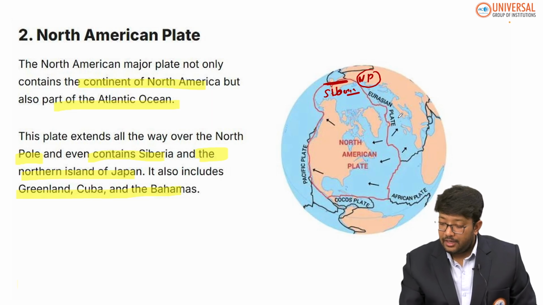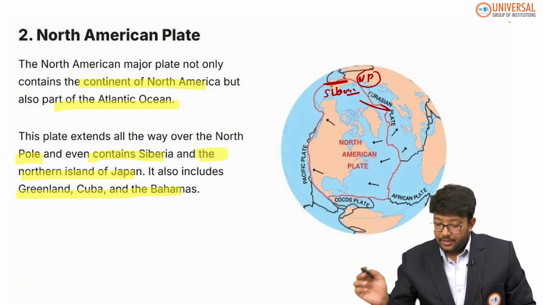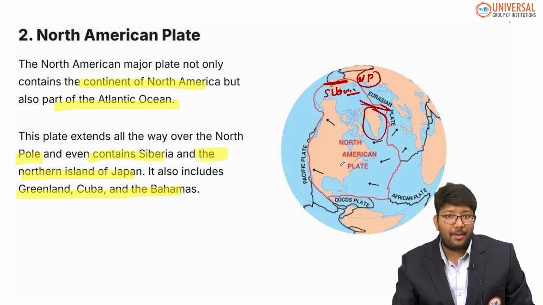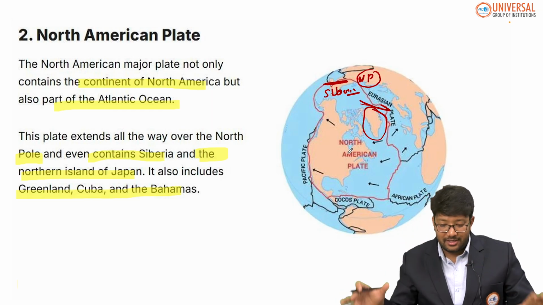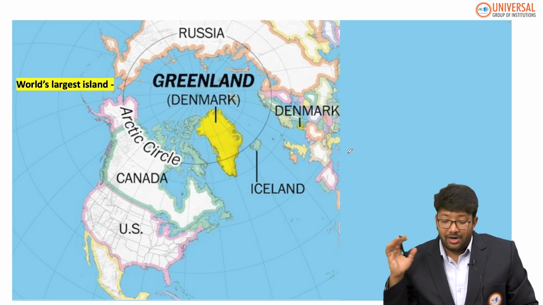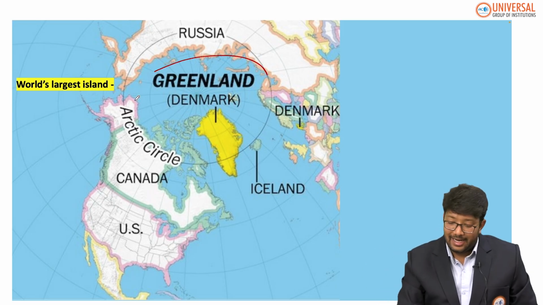Okay, these are the northern islands of Japan. It also includes Greenland. This is our Greenland. Then Cuba and the Bahamas. So these are the countries that fall under the North American plate. Fine, and the world's largest island is Greenland.